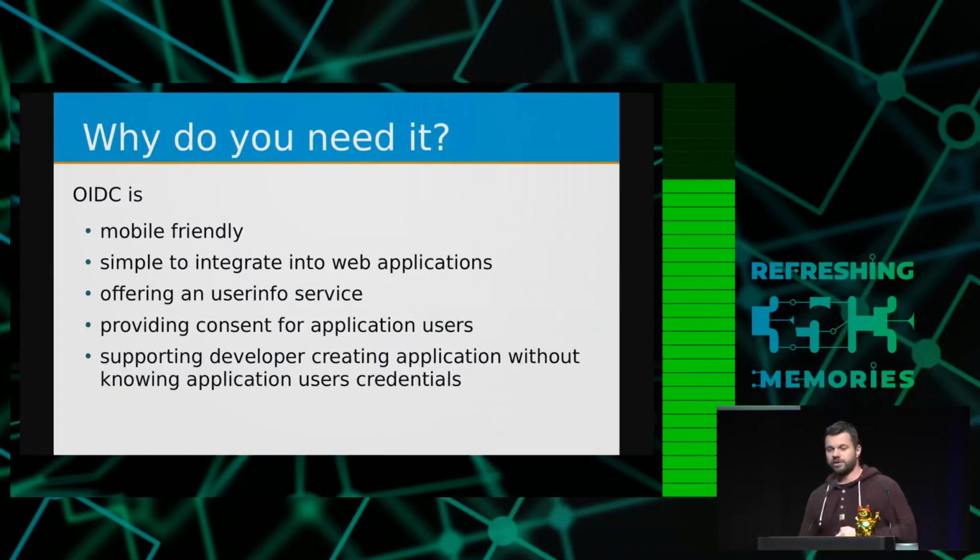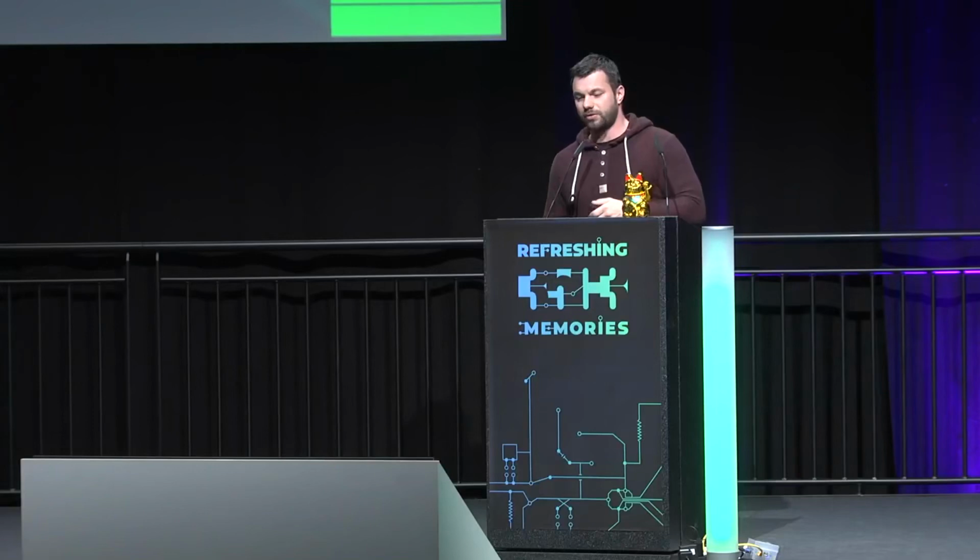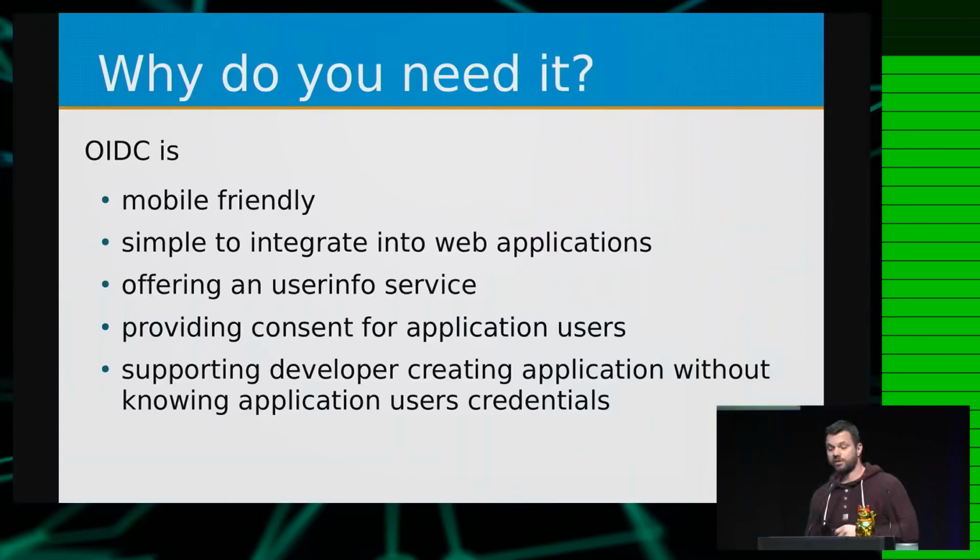And why do you need that? So it's mobile friendly, very easy to integrate. It's also offering a user info service. For example, if you need to fetch more information from that identity system, from that user, you're able to do so. And you also have consent. You know that very likely if you're using some web apps online, you need to grant, or you're able to grant the application, to use the information from the identity provider. And with that, you're supporting developers to create applications without knowing their end user credentials, which is also really nice, I guess.